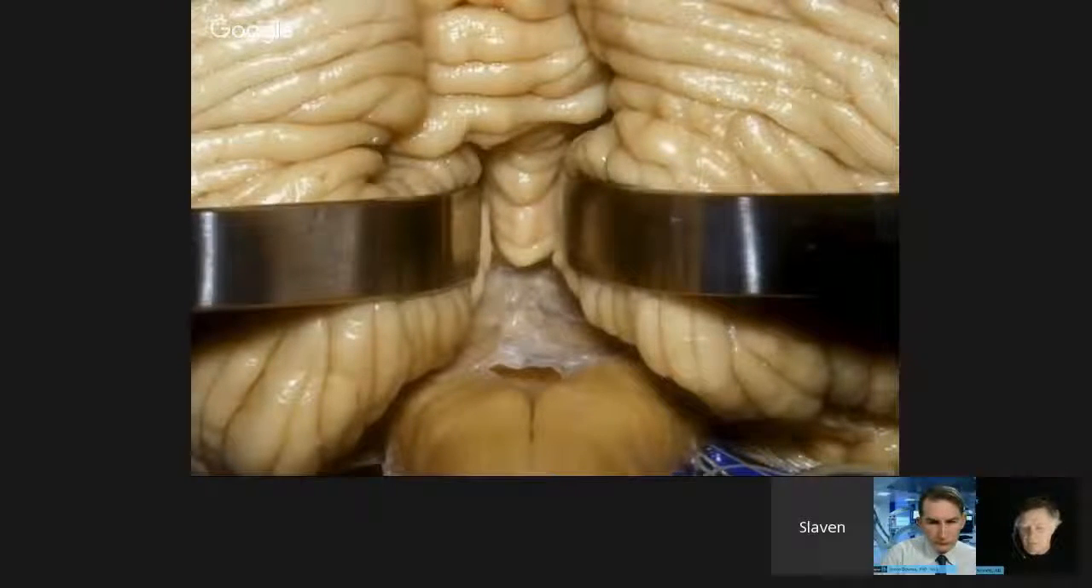So today, much less invasive approaches are available that use the natural borders. This is one of them. This is the telovelar approach, which I will go through now.